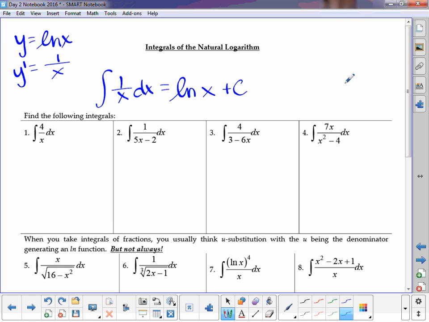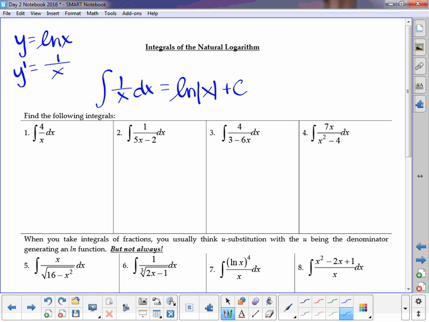Now there is a technicality that we talked about last class that we need to introduce here. Remember that our argument for natural log has to be positive, right? So how could I write this to guarantee that this argument will always be positive? Absolute value. So when we integrate 1 over x dx, it is natural log of the absolute value of x plus c. It is extremely important you have the absolute value. If you do not have it, it will be wrong.